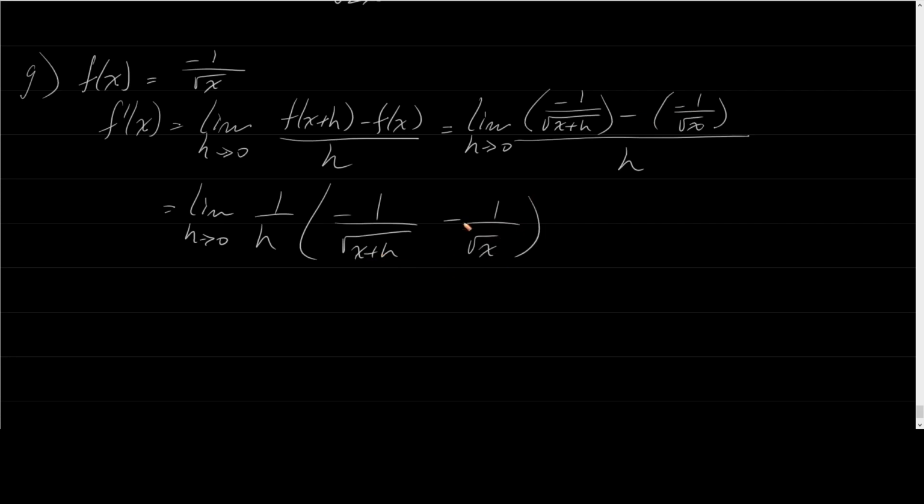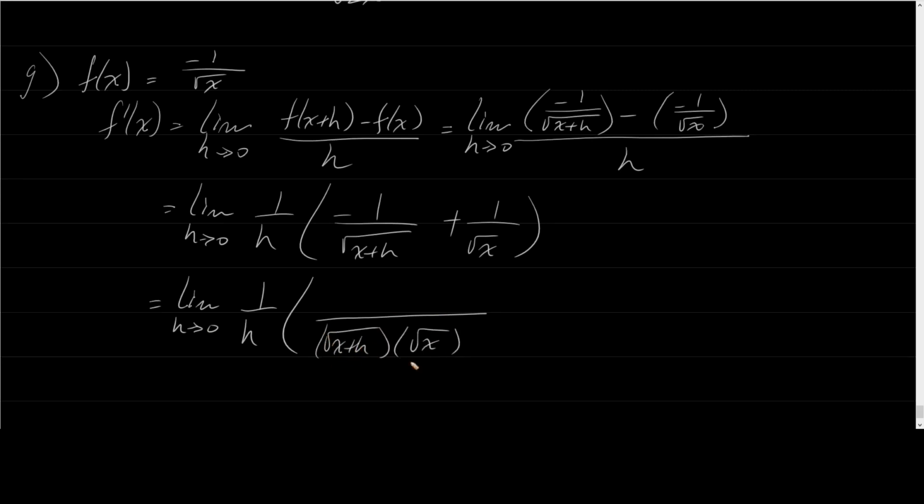Well, minus negative becomes plus. There we go. So that's what we end up with there. And then at this point, I'm going to say, well, let's come up with a common denominator. So in here, the common denominator ends up being radical x plus h times radical x, right? And the numerator now becomes, well, this is going to be negative radical x plus positive radical x plus h. And that's a negative sign over here. There we go.